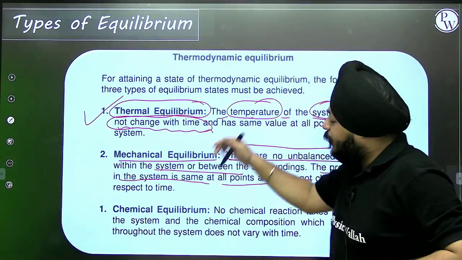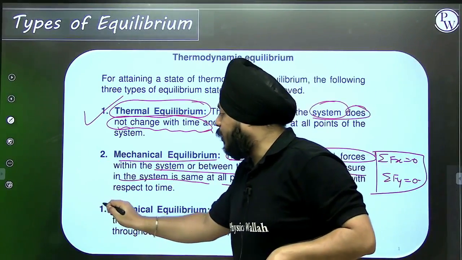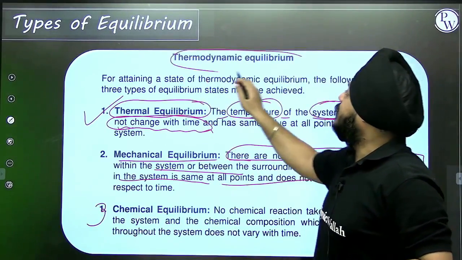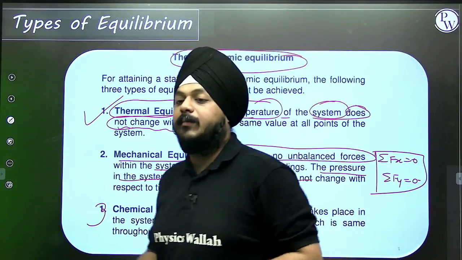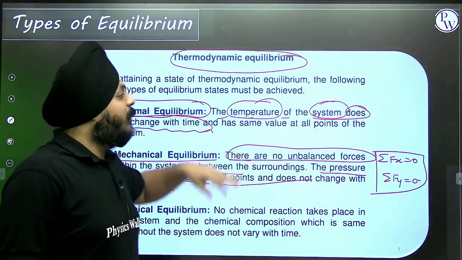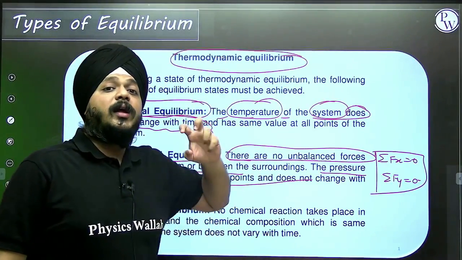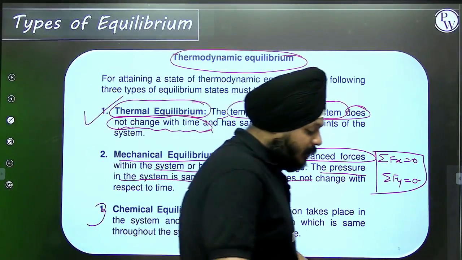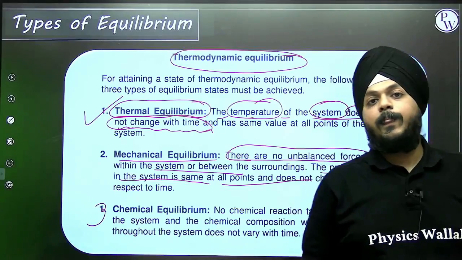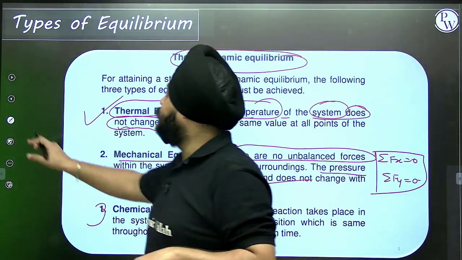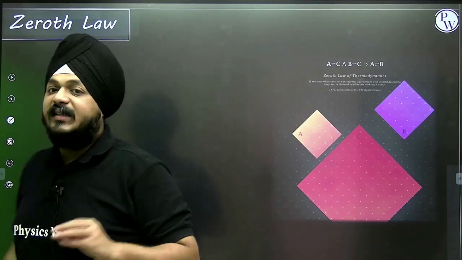If all three of the equilibriums are attained, then we can say the system is in thermodynamic equilibrium. For a system to attain thermodynamic equilibrium, it should completely satisfy these three conditions of equilibrium. Okay, so this was all about the types of equilibrium. Now let's move on to the most important statement, the zeroth law.